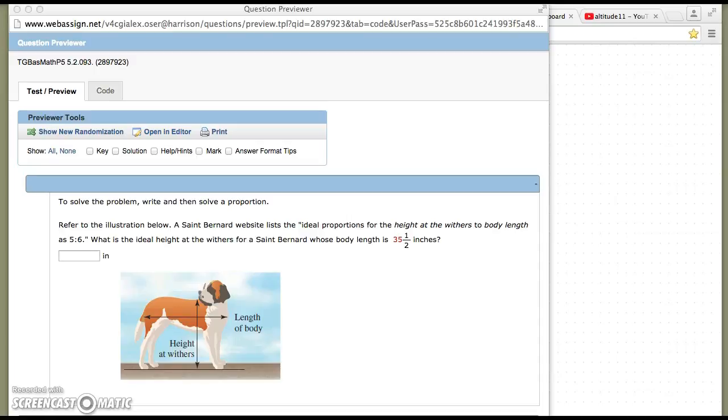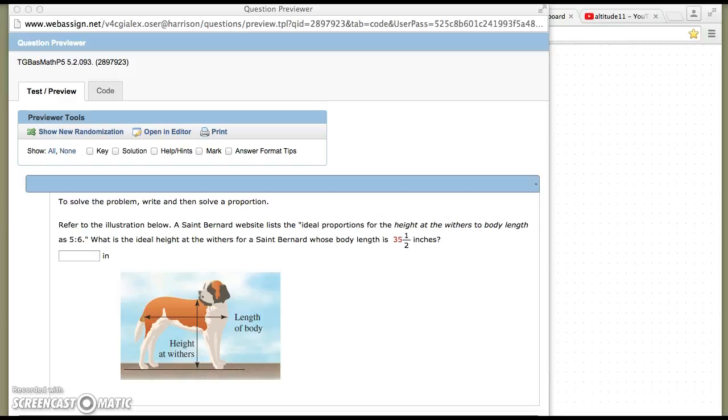All right, so continuing with more week 7 homework problems. The last problem we looked at was number 27. This problem here was number 28. So it says to solve the problem, write and solve a proportion. So refer to the illustration below.